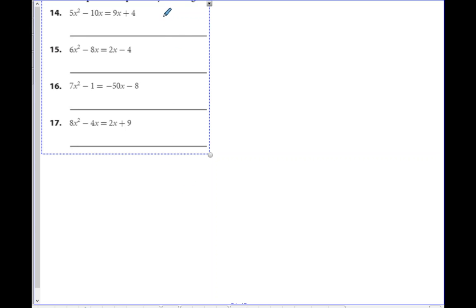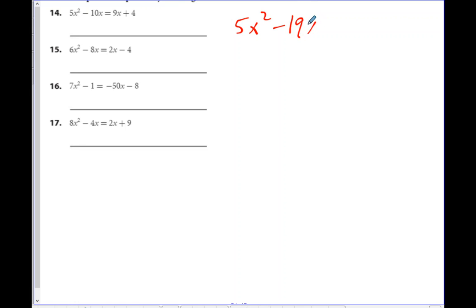So Desiree, you already started looking at that one, and you correctly said if we want to first solve this for 0, you could subtract 9x from both sides, right? So 5x squared is going to stay 5x squared. So do you agree that that's going to give us negative 19x? And then when you subtract 4, there's nothing over here to subtract it from, so 0 minus 4 is negative 4.